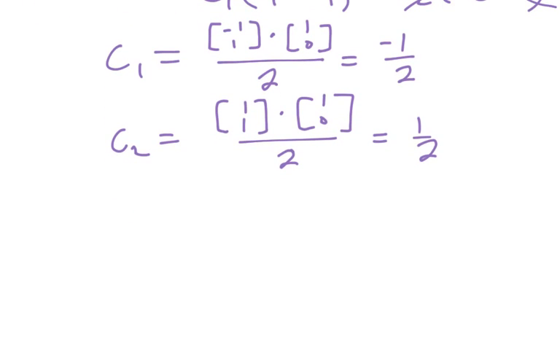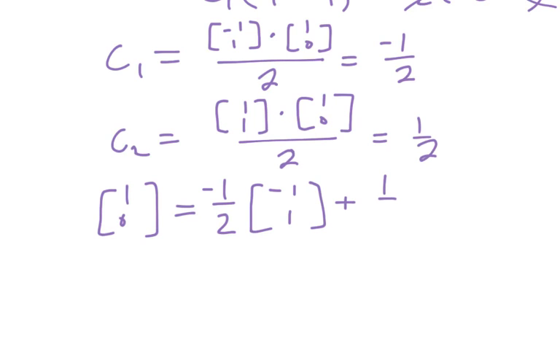And again, I'm being a little more formal and detailed than I really need to be here, but what we find is that (1, 0) is equal to -1/2 times (-1, 1) plus 1/2 times (1, 1). Okay?